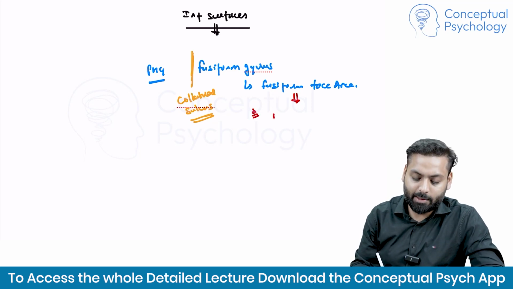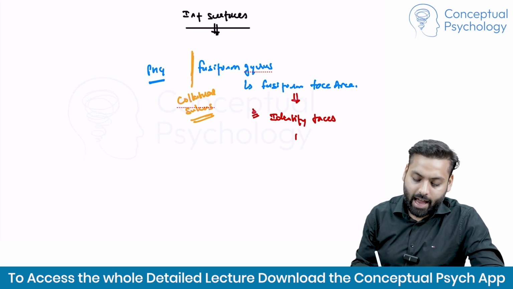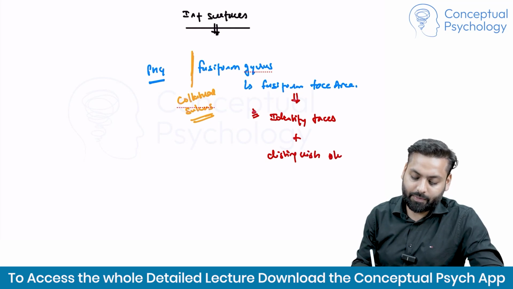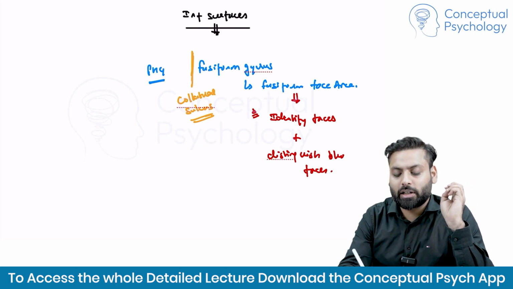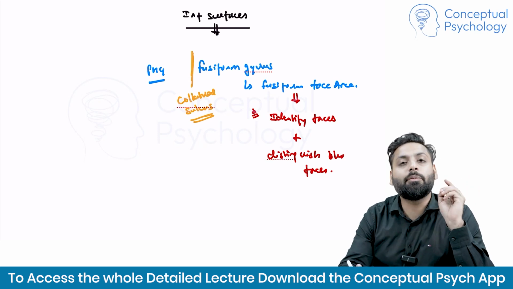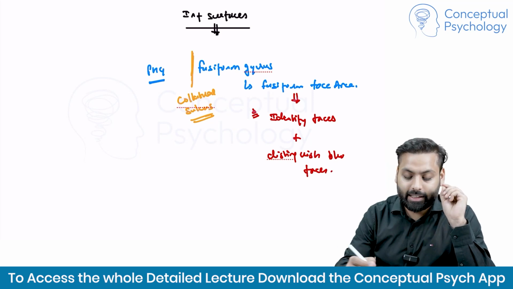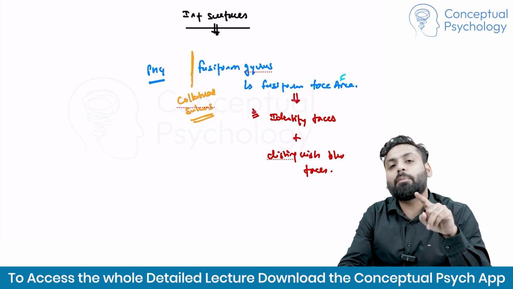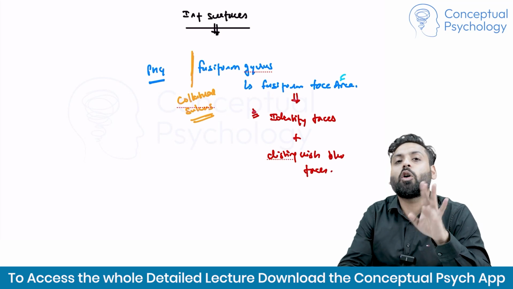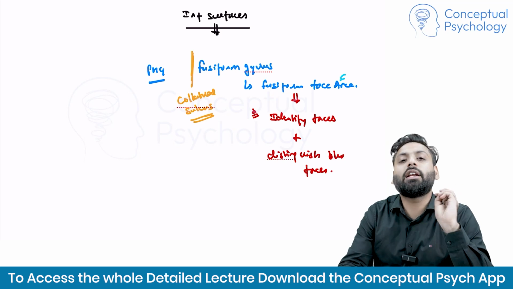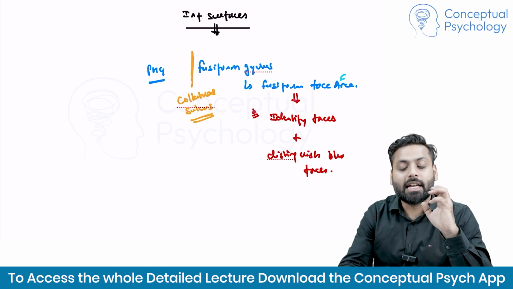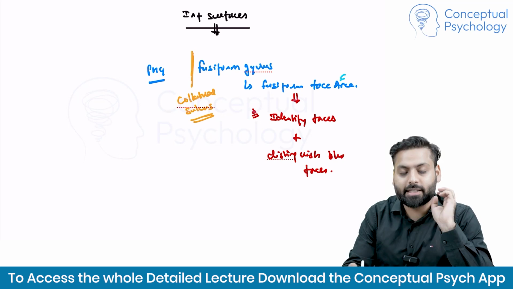The function is that it helps us to identify faces and distinguish between faces. A lot of times you see someone after a long time and you remember, oh, I've seen him or her somewhere. This is because the fusiform face area has the memory of faces. You might not recall his name, but you recall his face. This is because of the fusiform face area.